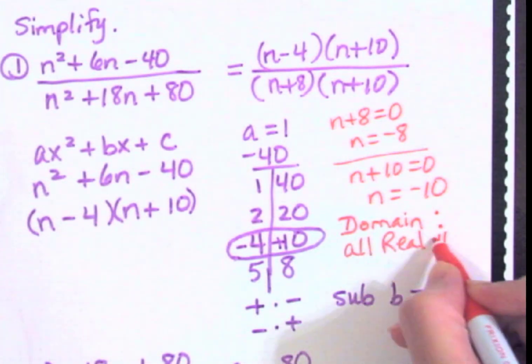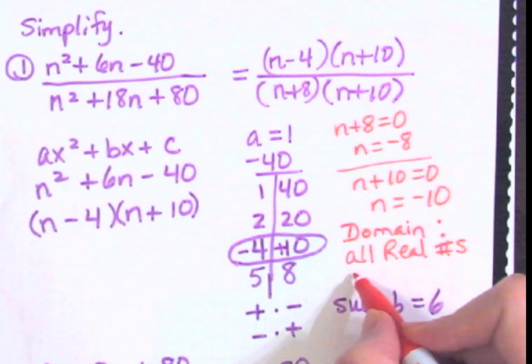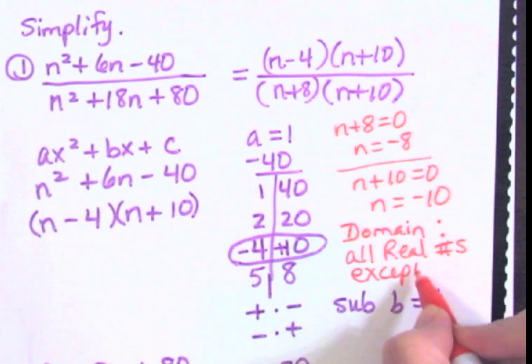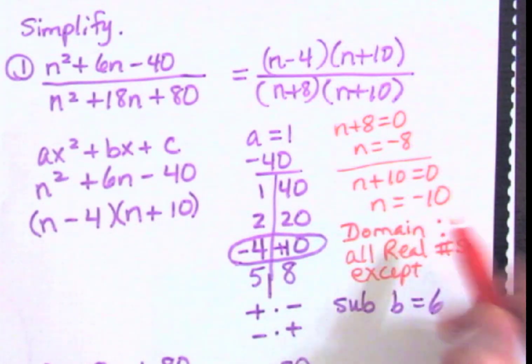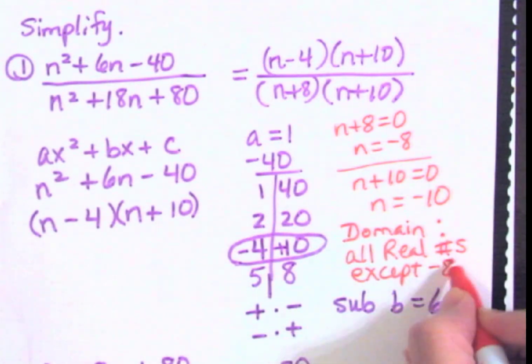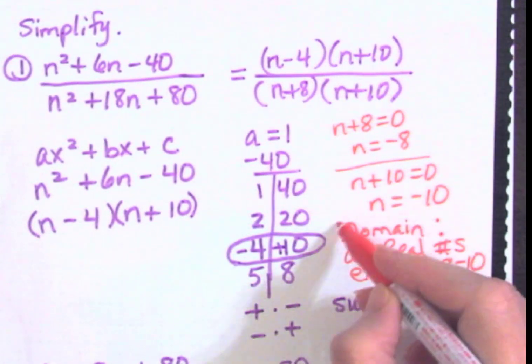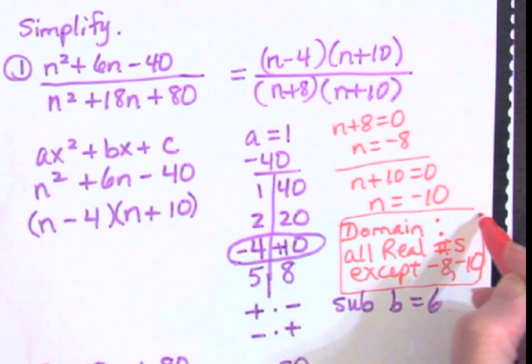I think I'm just going to use a number symbol for numbers. So all real numbers except negative 8 and negative 10. Okay, so that part is just your domain.